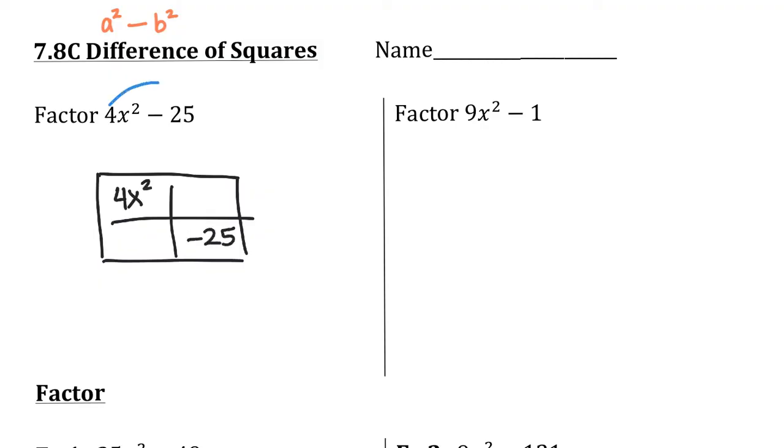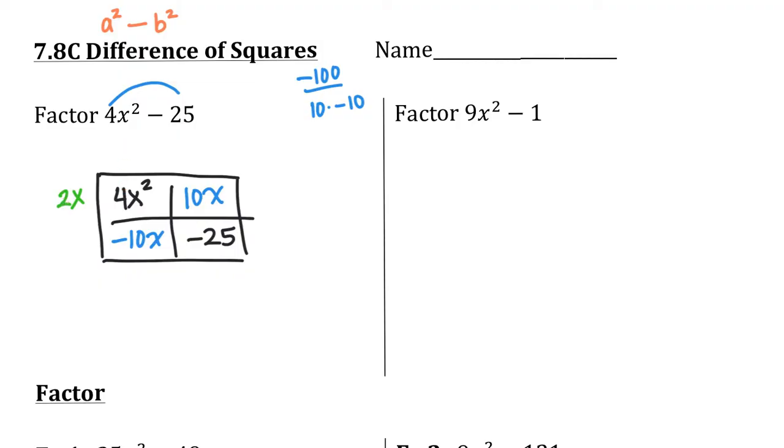I'm going to multiply a times c. That's negative 100. Okay, and then because there's no middle term, they have to add up to 0. So what is that? 10 times negative 10? So I'm going to put 10x and negative 10x, or vice versa. Okay, let me take out a common factor. If I take out the common factor on this row, I get 2x. And then I'll fill in the blanks.